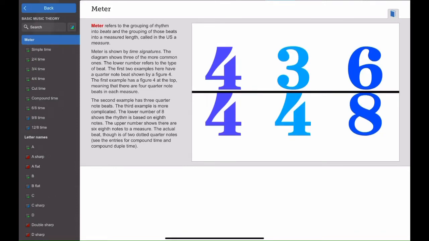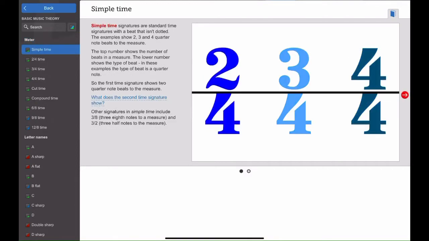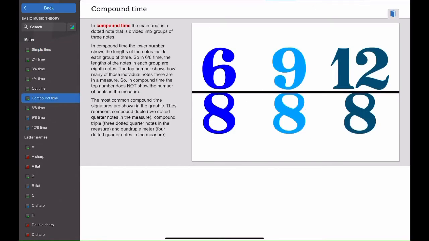So in the first two cases we count quarter notes. In the third case you count an eighth note, and so you have 4 quarter notes in the first example, 3 quarter notes in the second example, and 6 eighth notes in the third example. But now we're going to go into a little bit more detail. We're going to talk about simple time versus compound time.